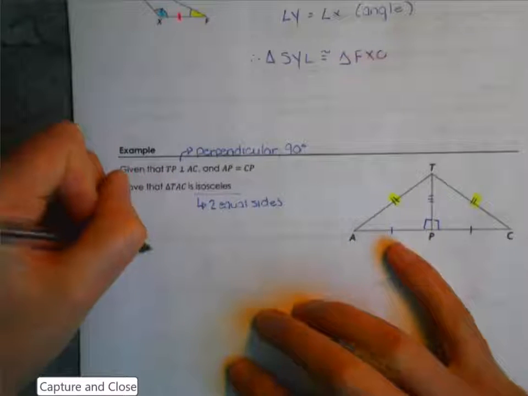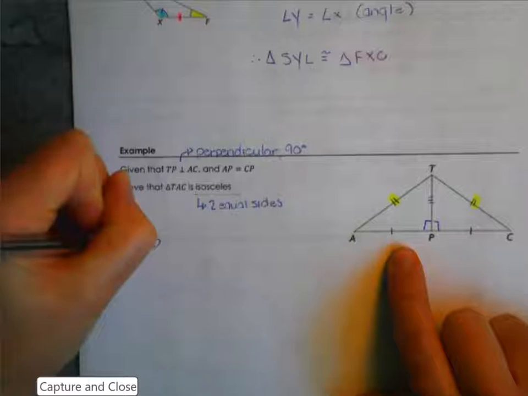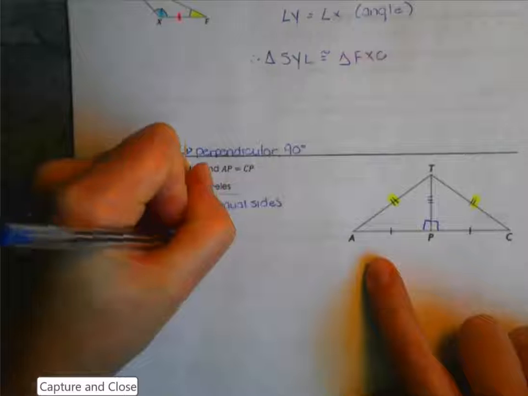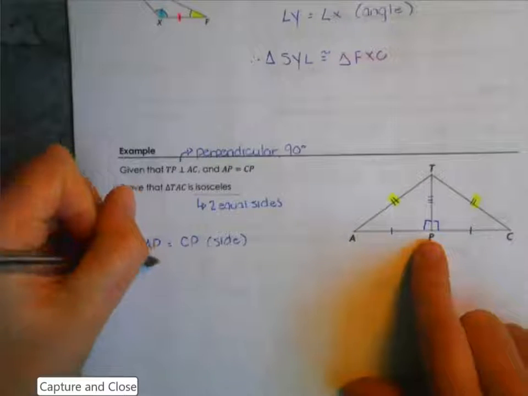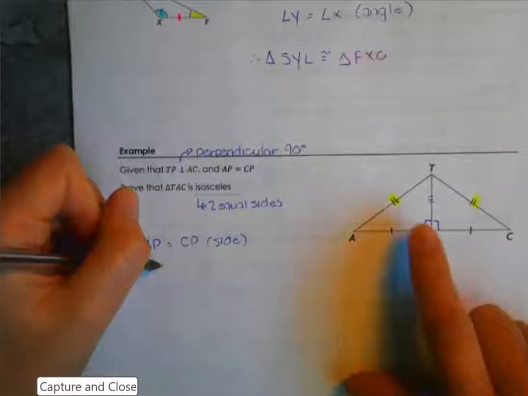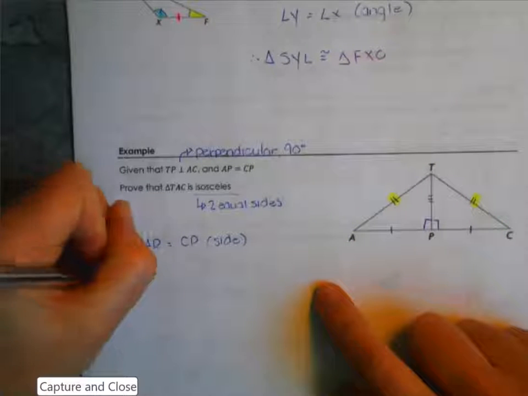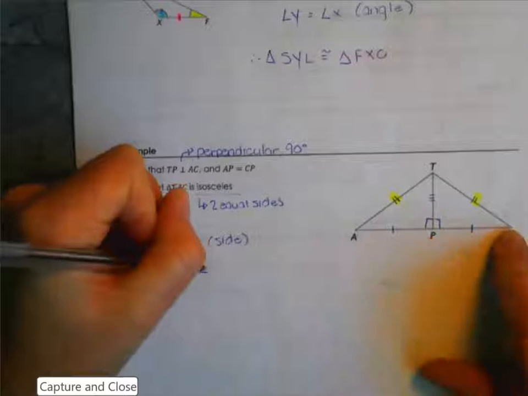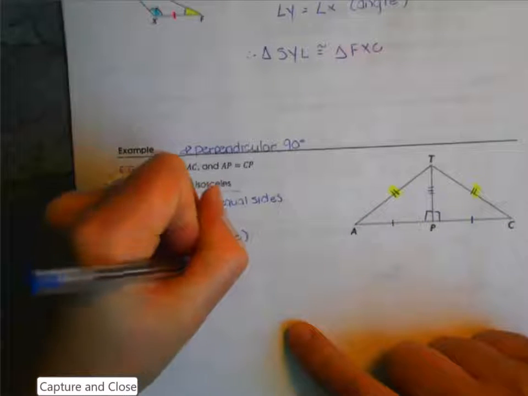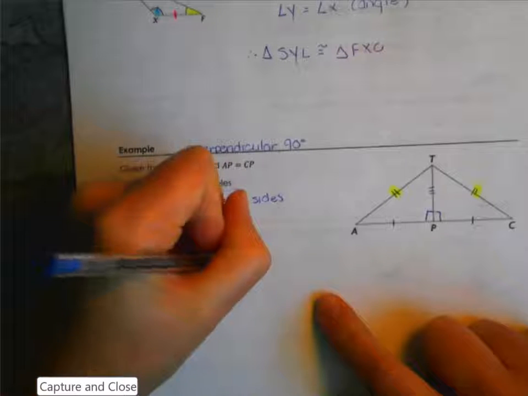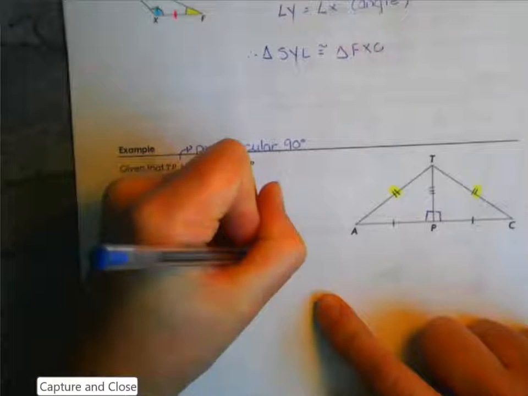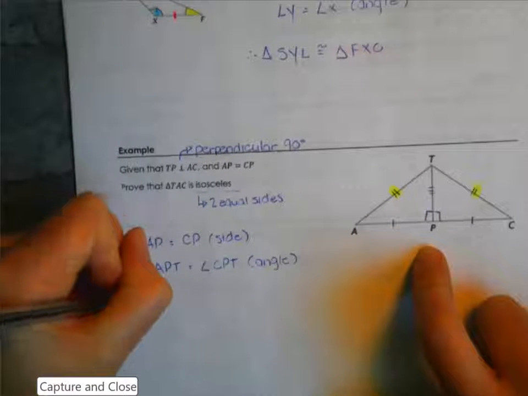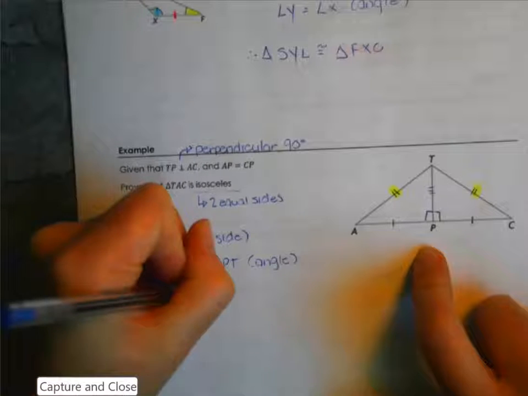So the first one was side, which is AP is equal to CP, and that was just given to us. Then we also have angle APT is equal to angle CPT. And that's our angle argument. And then the last one is side, which is going to be PT equals PT, which is pretty obvious. So that's side.